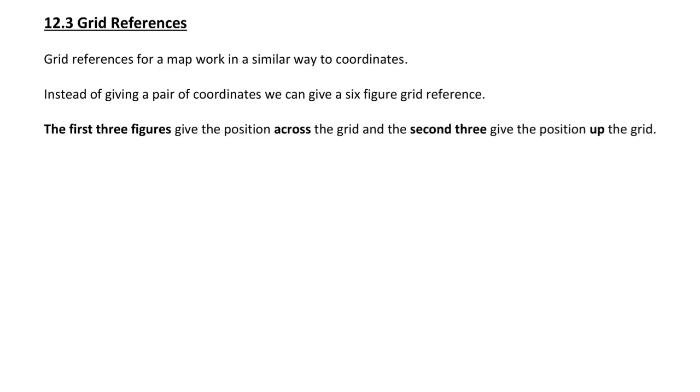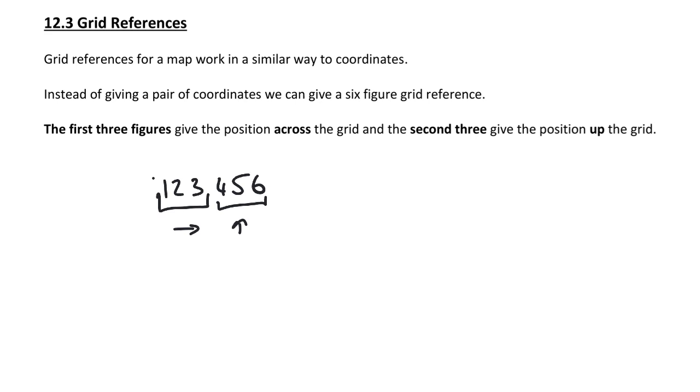In this video, we're going to look at grid references. Grid references for a map work in a similar way to coordinates. Instead of giving a pair of coordinates, we give a 6-figure grid reference. For example, we might have a reference of 1, 2, 3, 4, 5, 6. The first 3 digits give the position across the grid. So 1, 2, 3 would be across, and the second 3 give the position up.